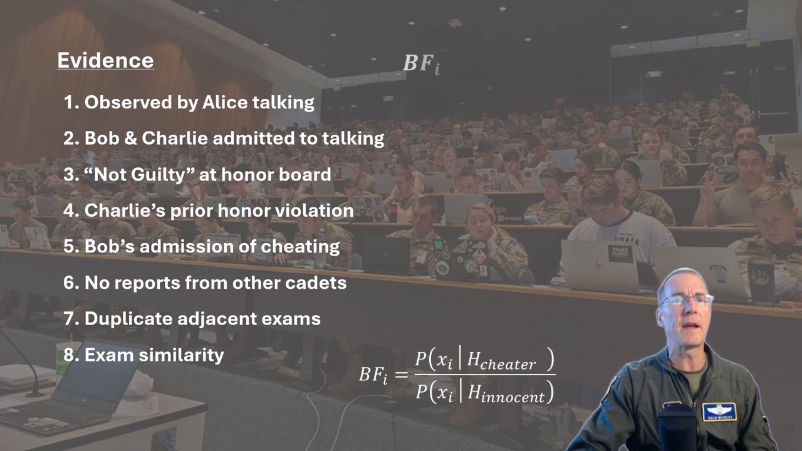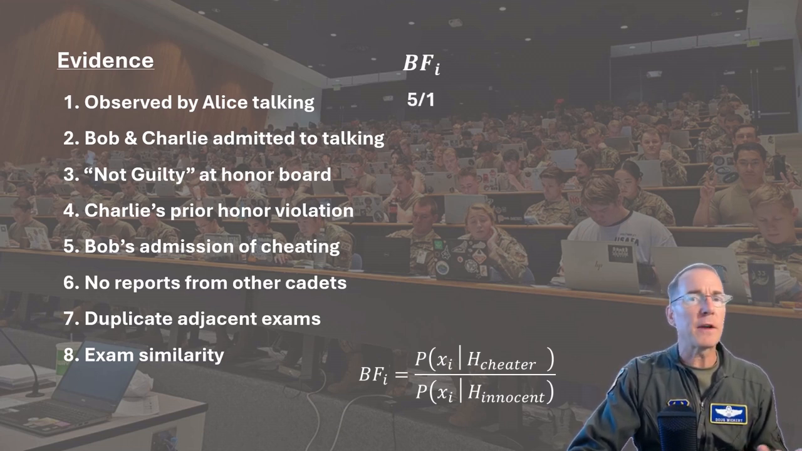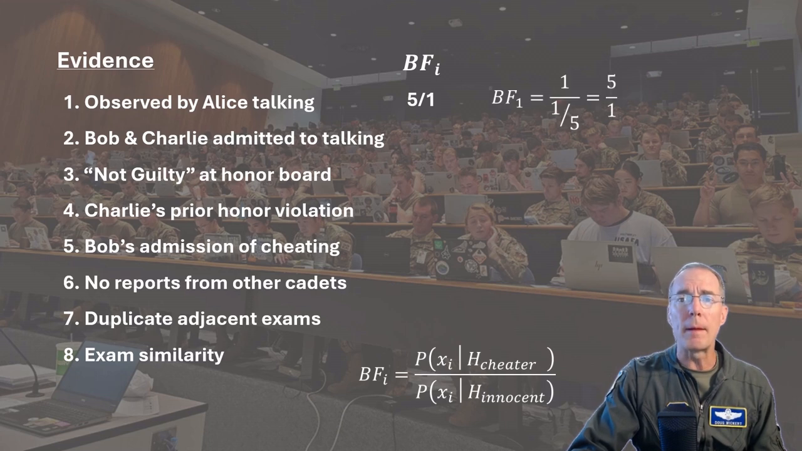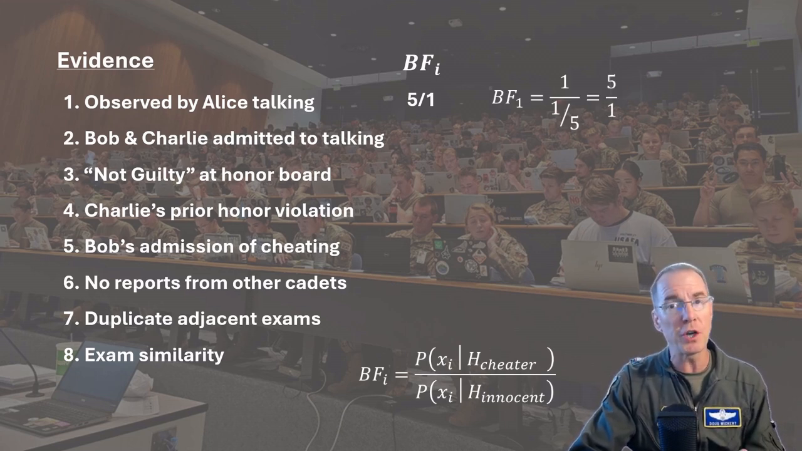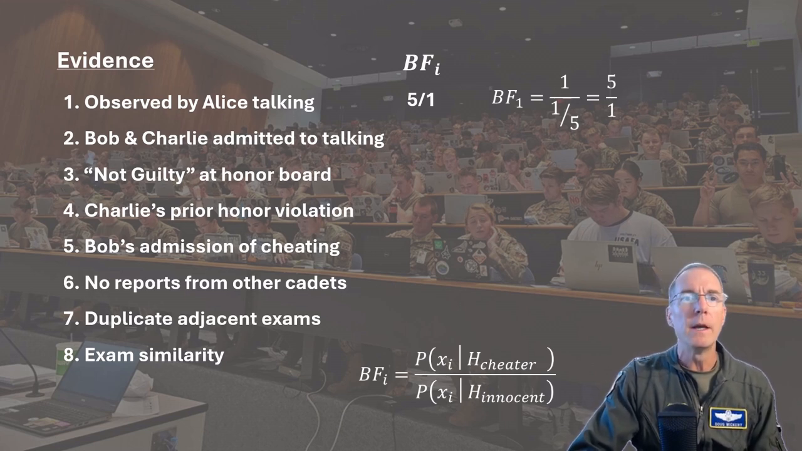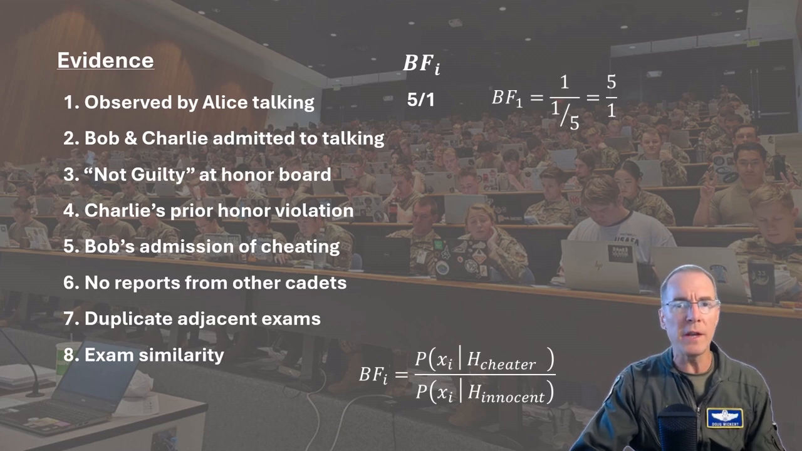So for example, in the case of Alice's report, I gave it a Bayes factor of 5 to 1. The probability of Alice reporting Bob and Charlie cheating under the assumption that Charlie's a cheater is 1. If we take eyewitness testimony as generally 80% reliable, then the probability of Alice's report under the assumption that Charlie's innocent is 20% or 1/5. So the overall Bayes factor is 5 to 1.